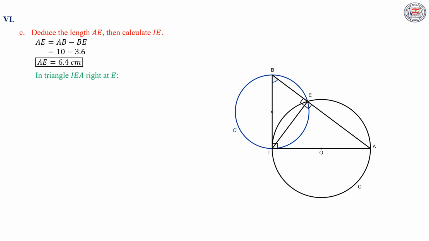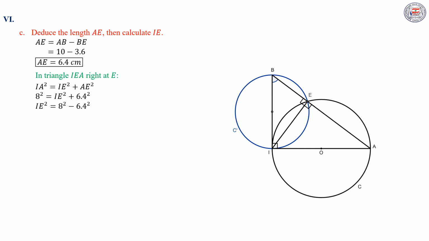In order to calculate IE, we have to take the triangle IEA, which is right at E, and use the Pythagorean theorem. The hypotenuse is IA in this triangle. Then IA squared equals IE squared plus AE squared, and we need to calculate IE. IA is equal to 8 and AE is equal to 6.4. Then 8 squared equals IE squared plus 6.4 squared.